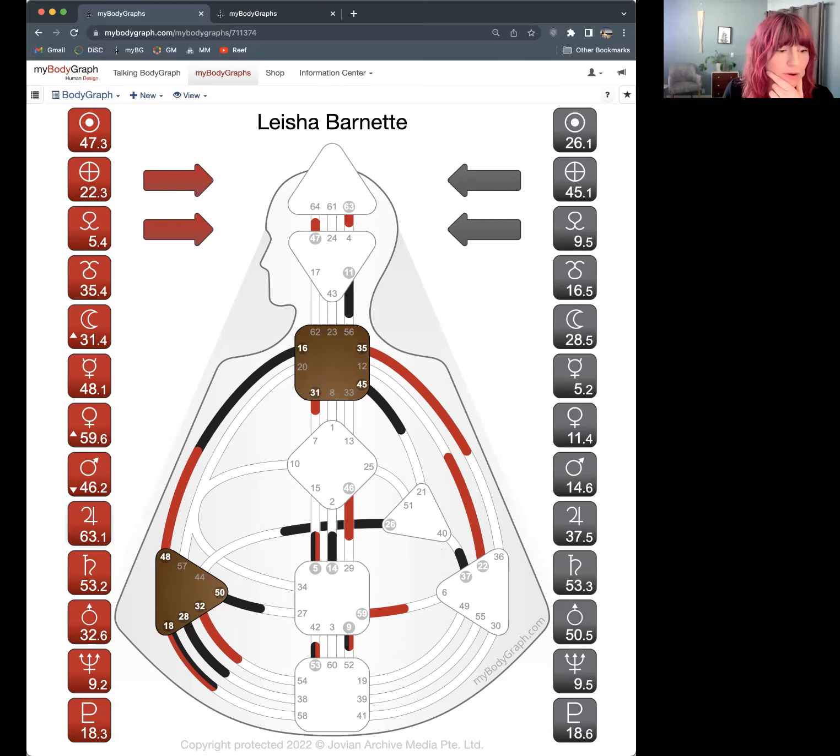Okay, before we move into the defined, undefined, does anyone have anything to share about your gates, like what you have defined or don't from what I've said?